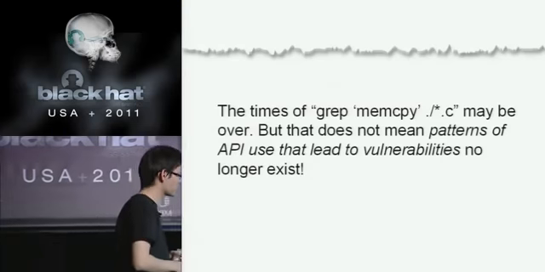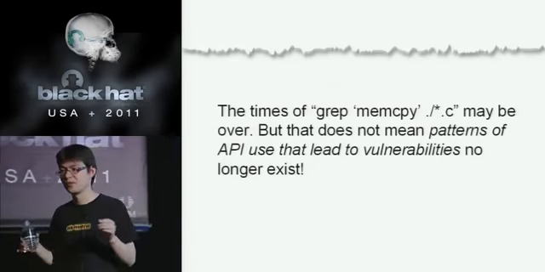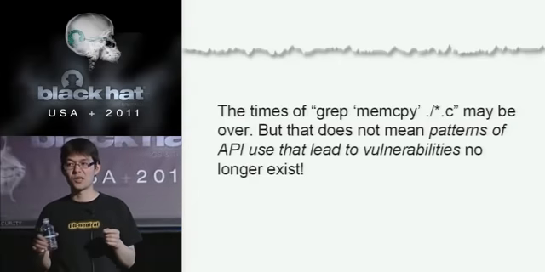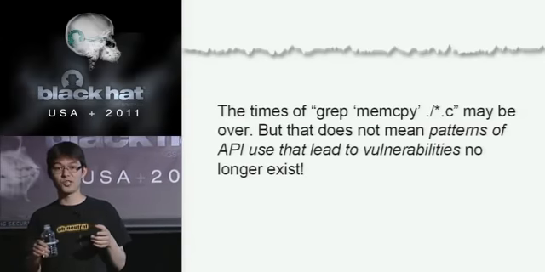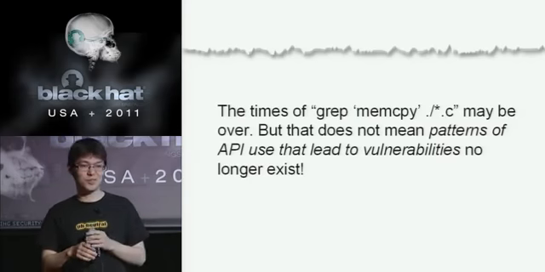So what I think this tells us is that, while the times of grep memcpy may be over, there are still patterns of API use which motivate vulnerabilities.